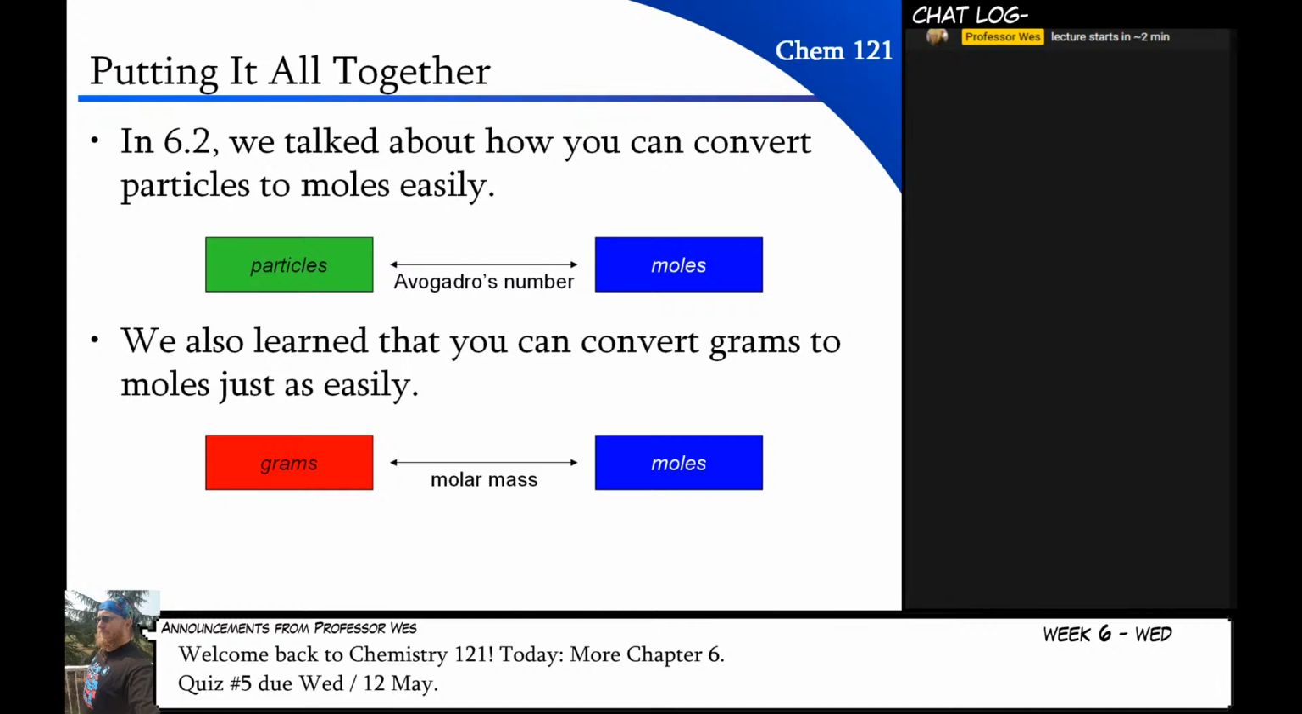This is where we left off yesterday. We did exercises where we converted particles to moles, and we did exercises where we converted grams to moles. More the second one than the first one. Actually, most of this was done not yesterday, but last week.